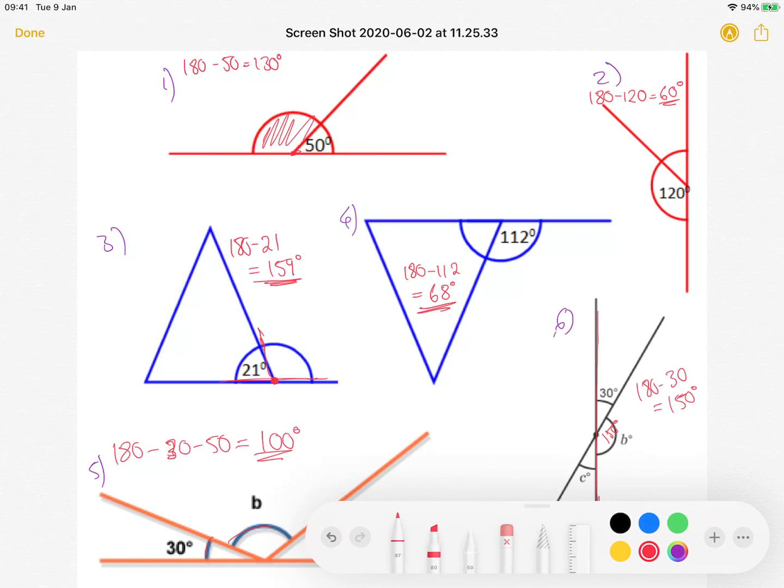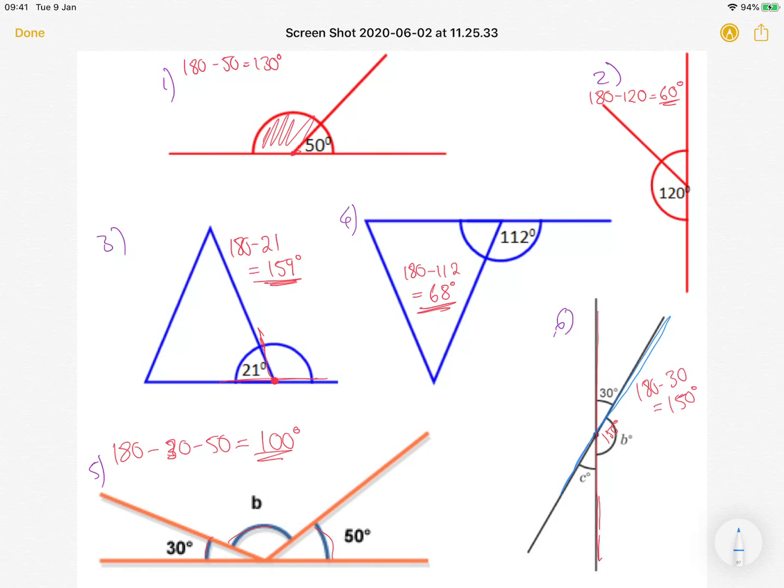And then the other straight line that I can see here is running through here. So B and C add to 180. So 180 minus 150 should get me what C is, which is 30 degrees. So this one is actually the same as this one, and we'll be looking more into that tomorrow.